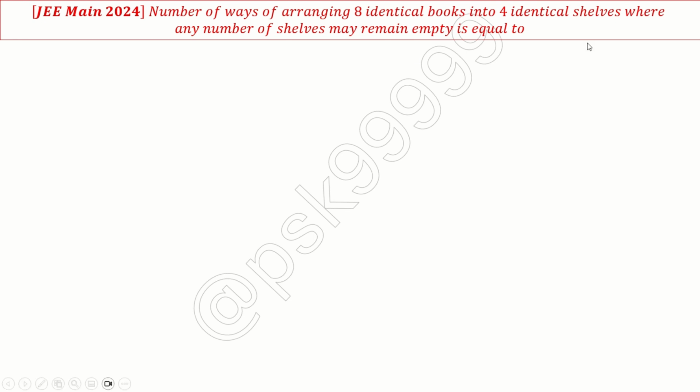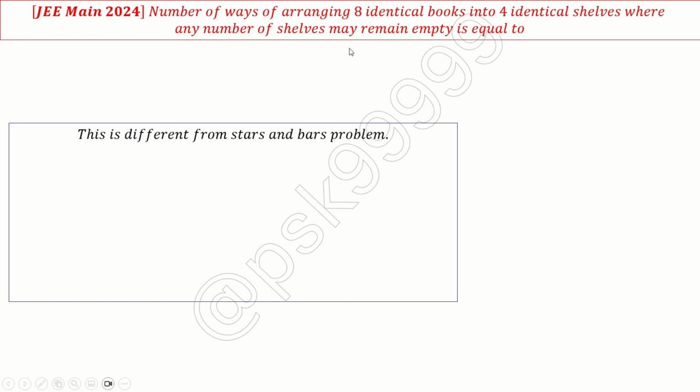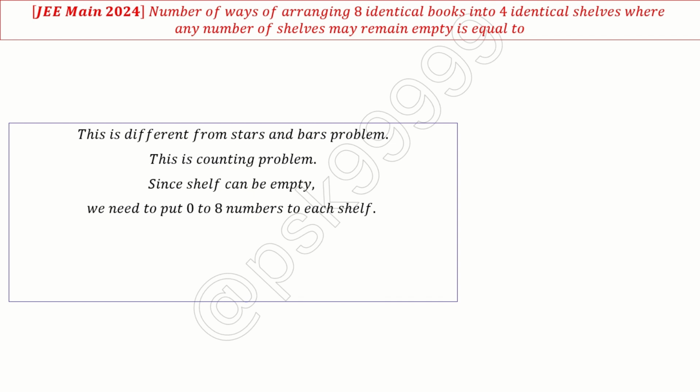If you see here, the difference is that there are 4 identical shelves. So this is not exactly the stars and bars problem. This is 8 identical books into 4 identical shelves. Stars and bars is where you have identical objects put in different bins. Here the bins are not different, so this is different. This is a simple counting problem. So we should very carefully understand where to apply stars and bars. Since a shelf can be empty, we need to put 0 to 8 in each shelf. So this problem can be easily solved as a counting problem.